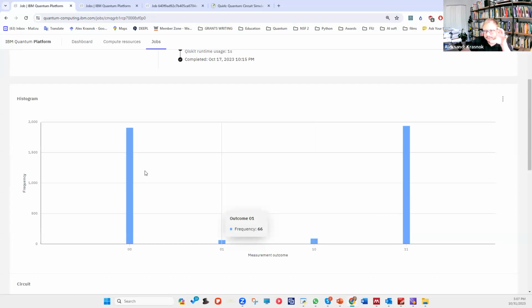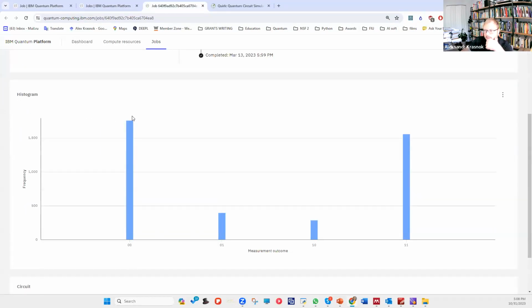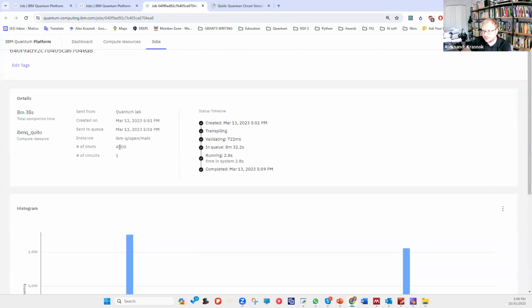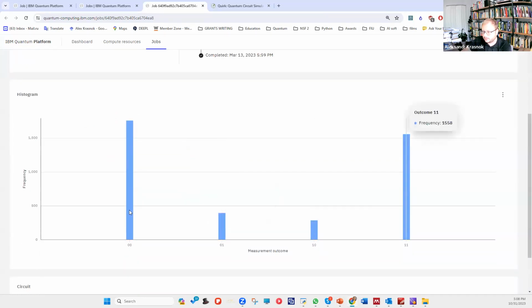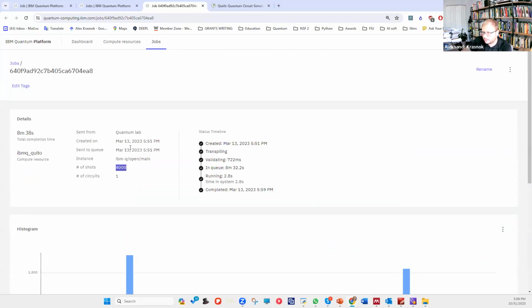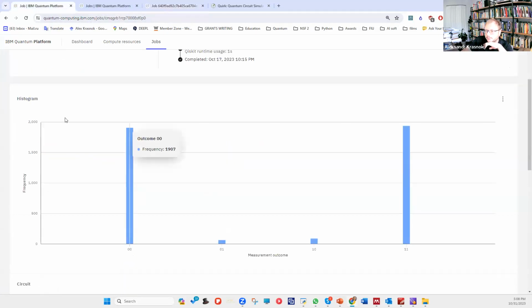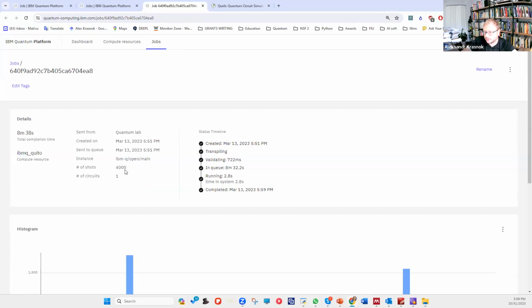Of course, this Bell state test depends on the type of the machine, and I found another result from some time ago. I ran the same test on another machine, also for 4,000 shots. And there was the result here. So this is the result for another machine. This one was for which machine? Yeah, so IBM Qito, and the previous one was IBM Lagos. Okay, so it's another quantum machine.